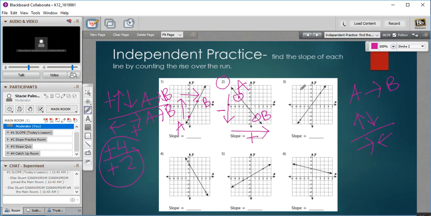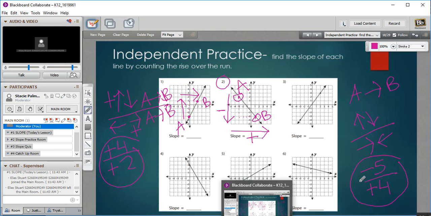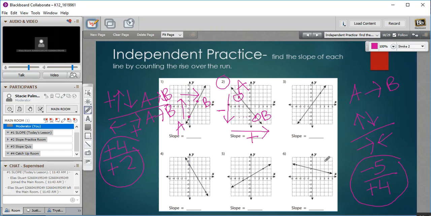Now we have to figure out exactly how many we move down. So 1, 2, 3, 4, 5 down. So the top of our fraction is a negative 5. We're moving to the right 1, 2, 3, 4. The bottom of our fraction is a positive 4. This is our slope, negative 5 over positive 4.